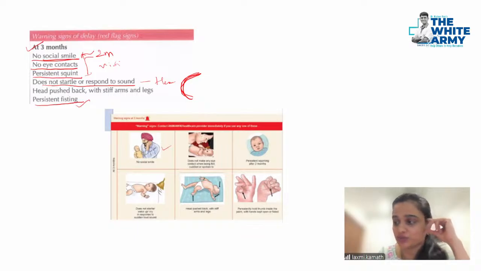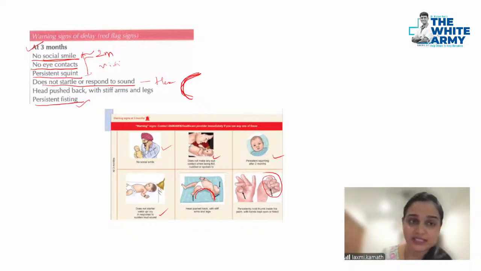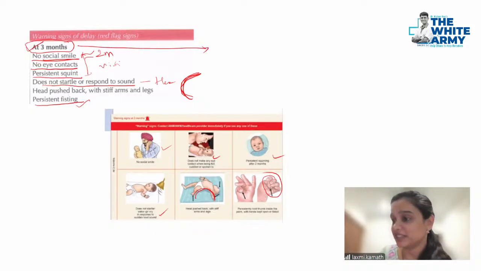See, you can see there is no social smile, the child doesn't respond to any sound, there is persistent squinting, it does not turn towards the side of the sound, there is retrocolis, you can see the child has an arched back, and there is persistent fisting. So if any of this is there at 3 months of age, then it's a criteria for referral. So this is the red flag at 3 months.